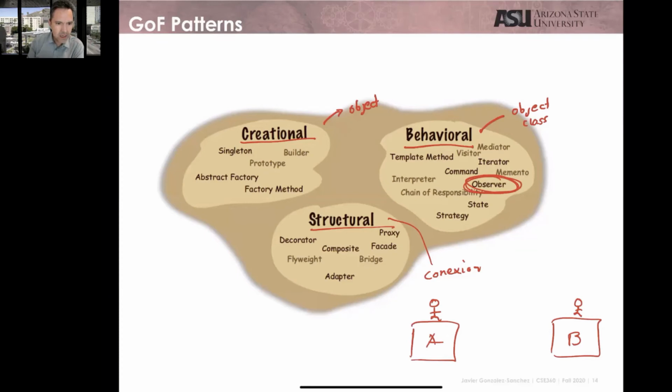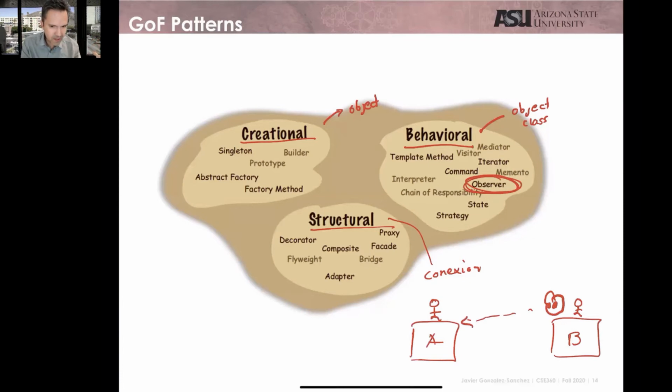The pattern is the observer pattern. Observer, yeah, because this guy needs information from the other. The idea that we define, the class diagram that we're going to review, is that B is observing A. If the information in A changes, B is going to be aware because B is observing A.